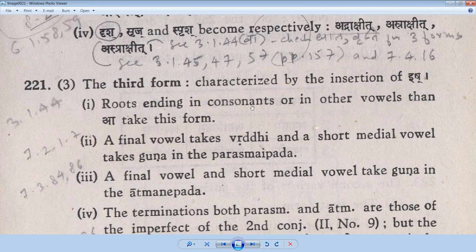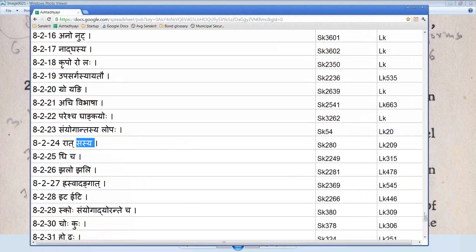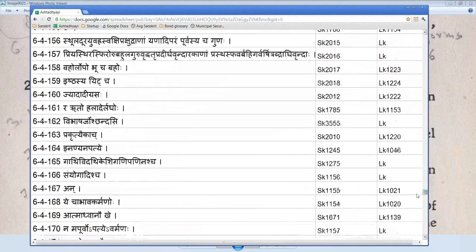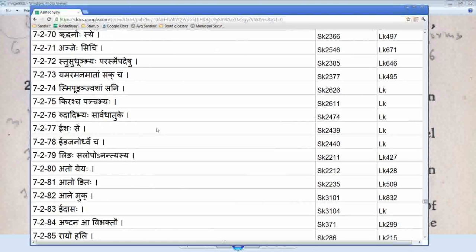So roots ending in consonants or in other vowels than akaraha. Now why is he talking about that? Because we are going to see a special case, which is 7-73. 7-73 you're going to see, which says Yama Rama Namatam Sakcha. So Adanta Dhatavaha will take this special situation. So that's why let's leave that for the time being.